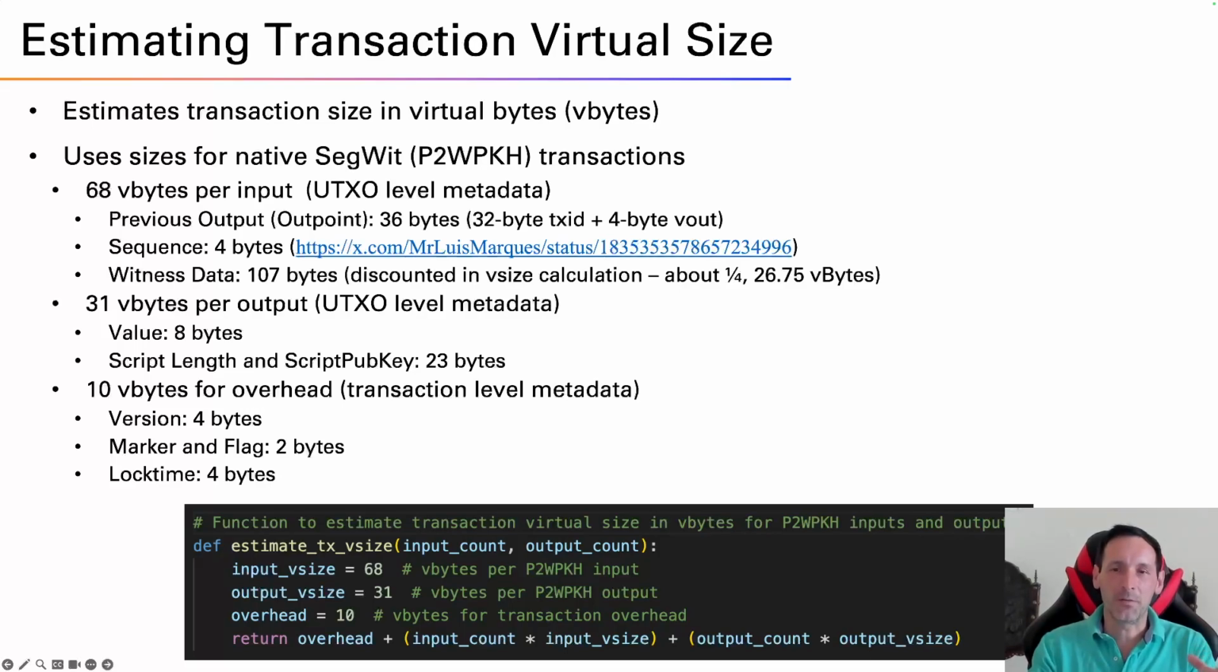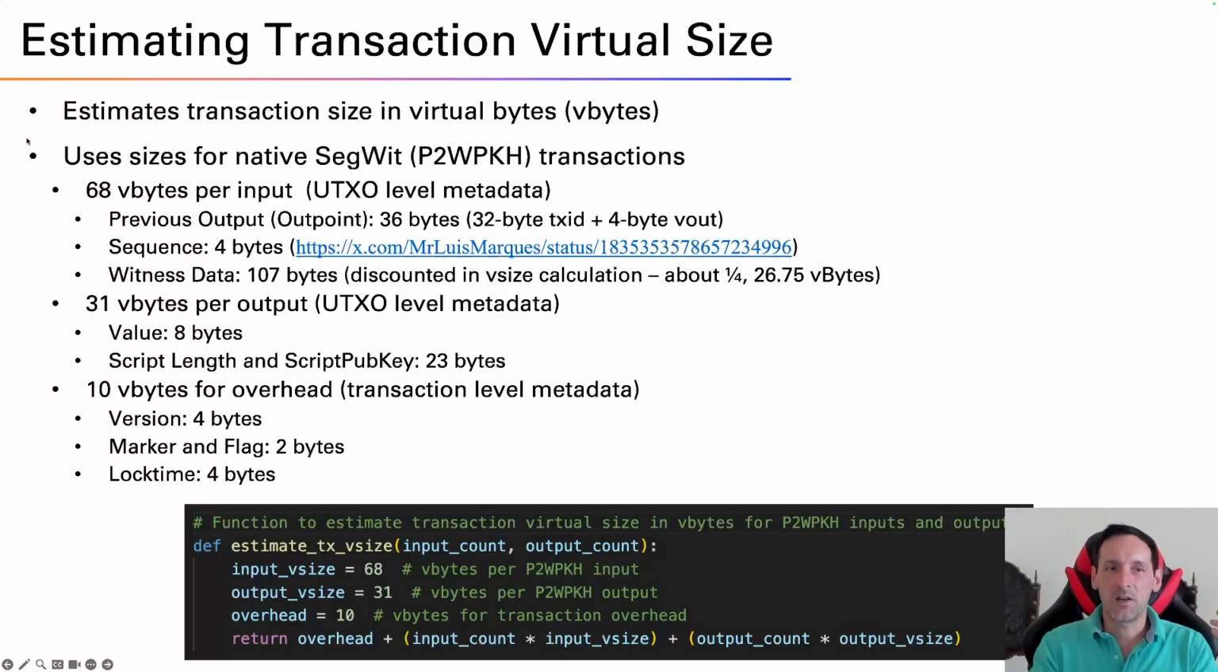Just know that they're slightly different. But essentially it's the same as a vByte, which is an estimation of the size of a transaction, and therefore that is used to calculate how much ultimately the transaction is going to cost.